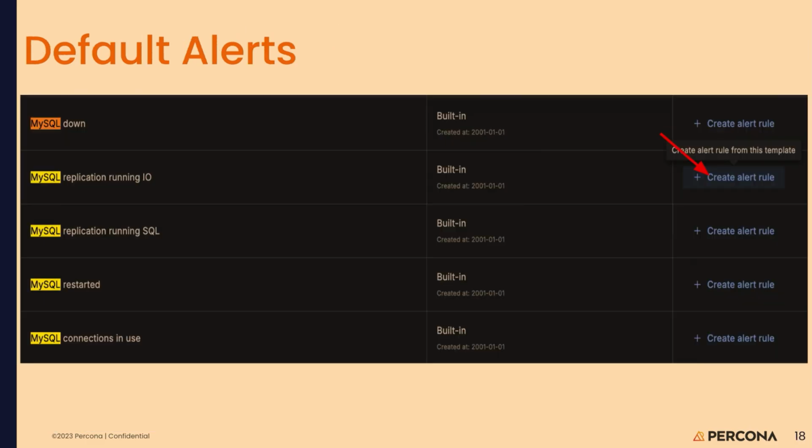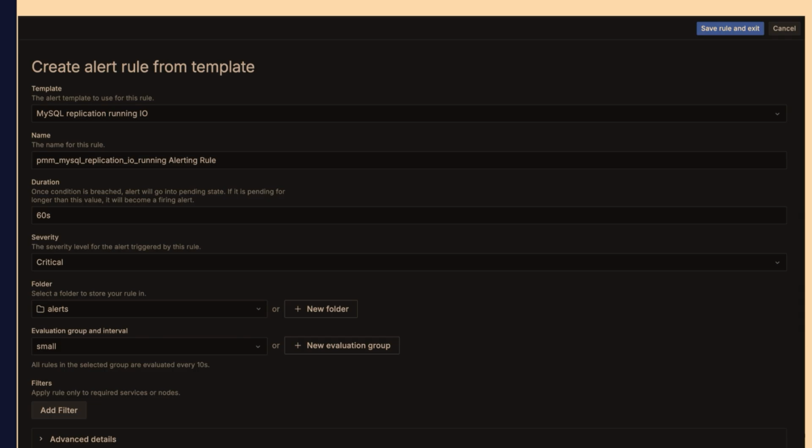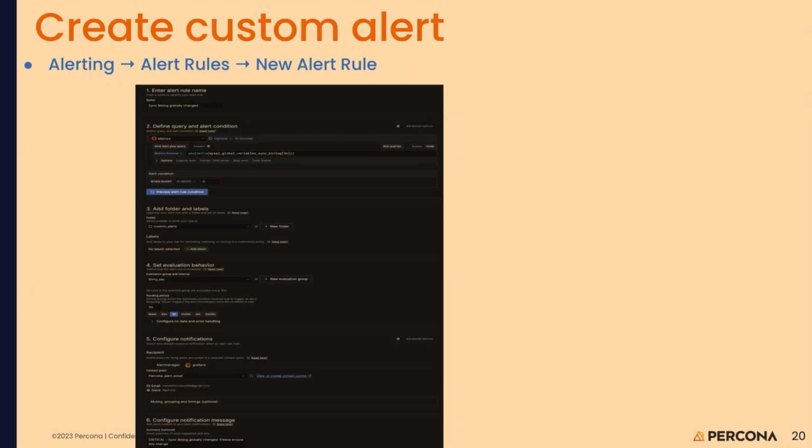So these are the default alerts. If you want to use an alert, you can just click on create alert rule. Then it will ask us for the name of the alert, then the severity and everything. We can just save and exit, and it will add the alert. In case you are creating a custom alert with some specific configuration, we can go to alerting rules, new alert rule. There you can give the alert name and alert query. Then you can give the contact details and finally save this.